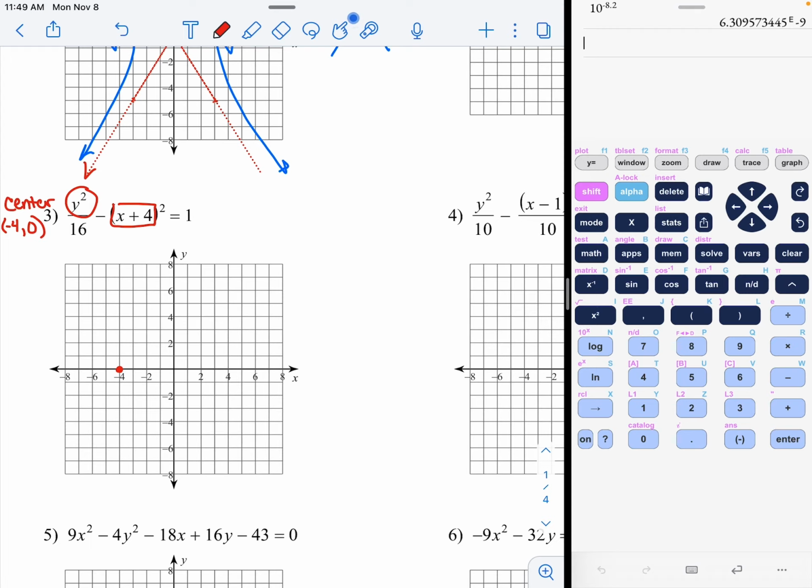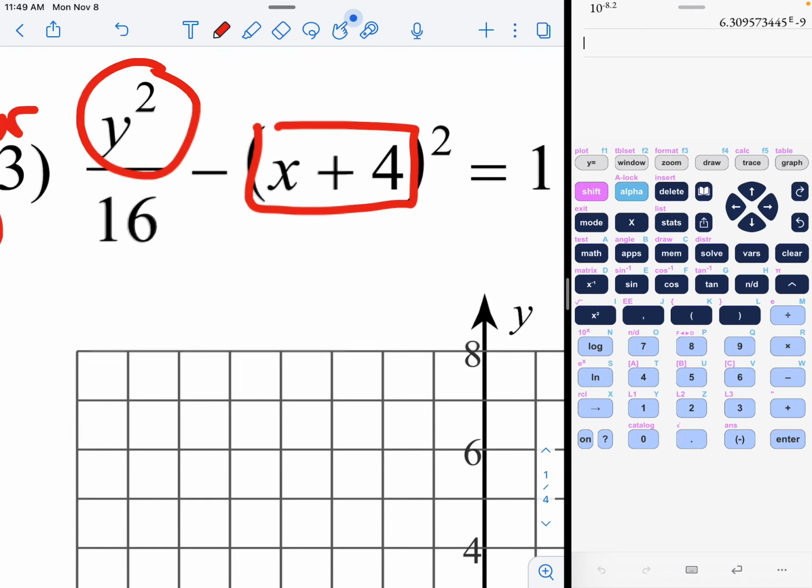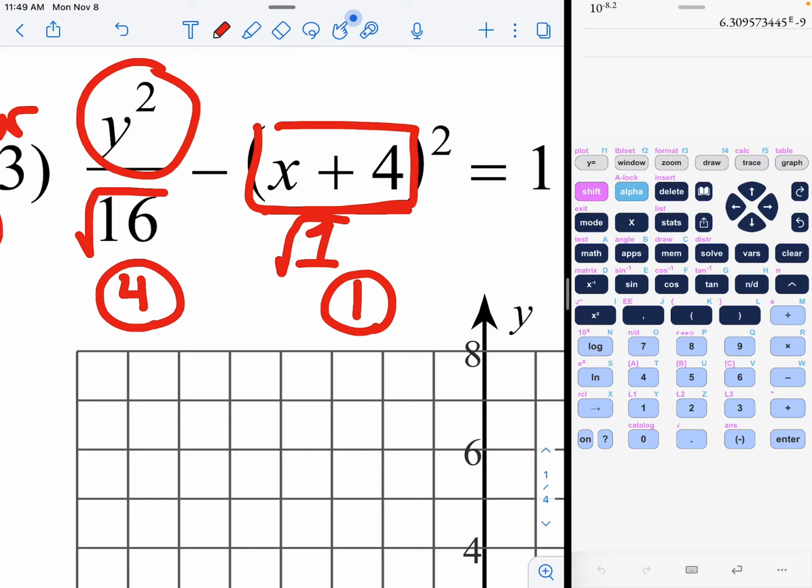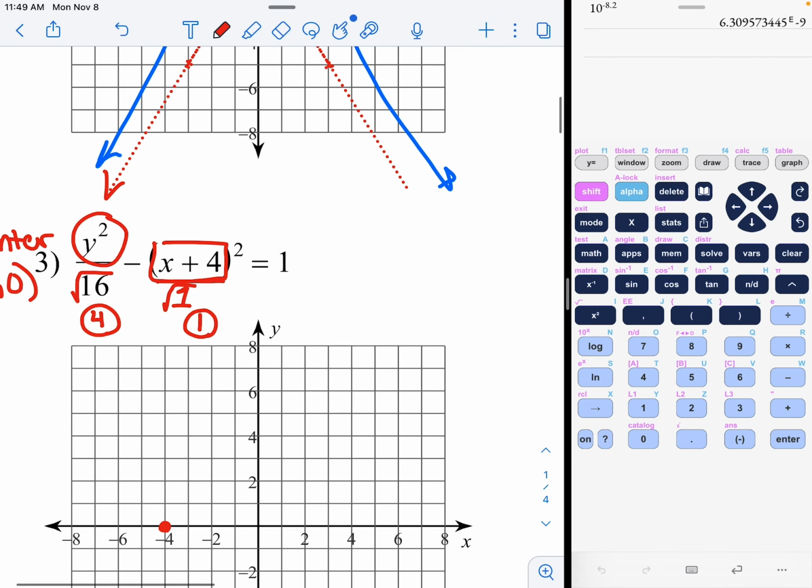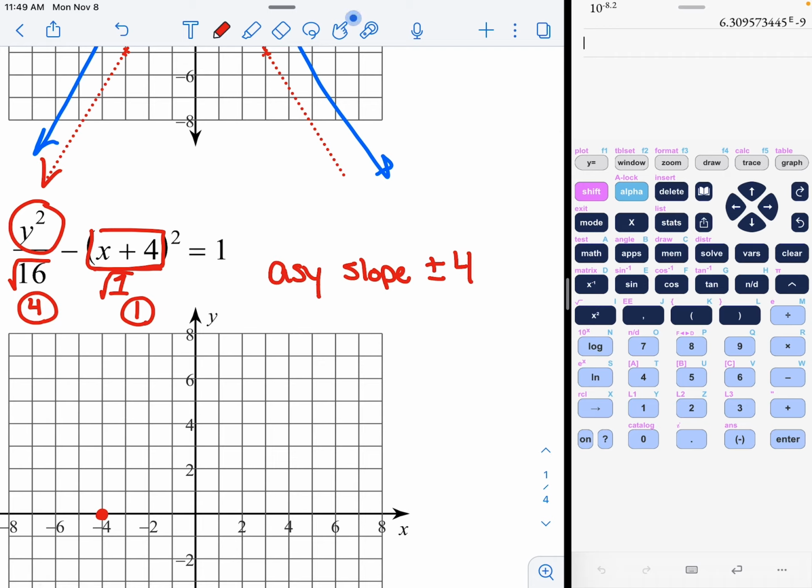Now, it is equal to 1. I want to acknowledge that the x term is technically over 1. So if I take the square root of it, in my x direction, I have a movement of 1. Take the square root of 16. In the y direction, I'll have a movement of 4. So let's talk about the asymptotes. The asymptotes are going to have a slope, and it's going to be plus and minus your y value of 4 over plus or minus your x value of 1.